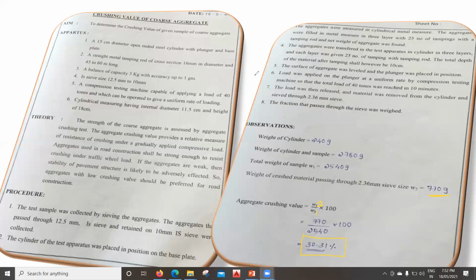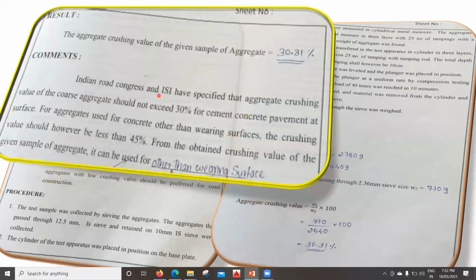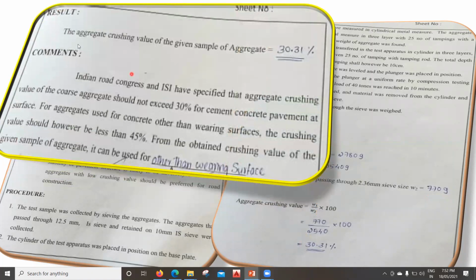Now, what do you understand by this? For this, we have to refer to the Indian Standard, what it says. Coming to the result, the aggregate crushing value of a given sample is found to be 30.31%. Coming to the comments, the Indian Roads Congress, that is IRC, a code that we refer to, has specified that the aggregate crushing value of a coarse aggregate should not be greater than 30% for cement concrete pavement. If you're doing a cement concrete pavement, then your aggregate crushing value should not be greater than 30% at the surface.